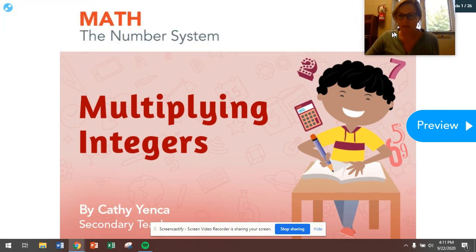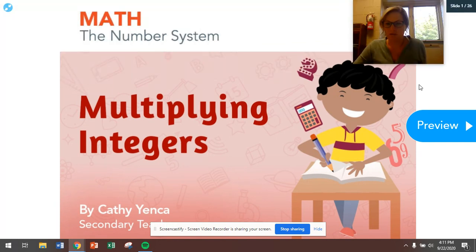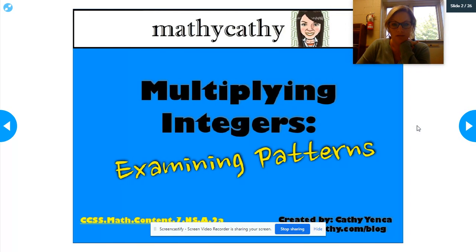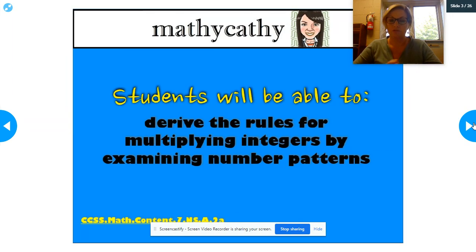So what we're going to be doing is multiplying integers, and we're going to look at patterns to determine if our answers need to be positive or negative. So students will be able to derive the rules for multiplying integers by examining number patterns.